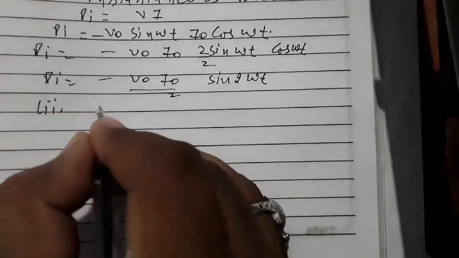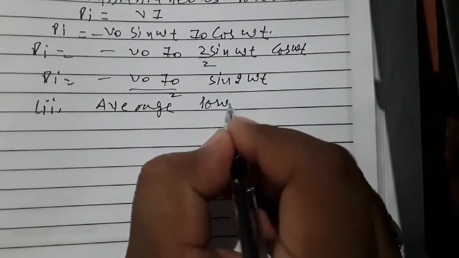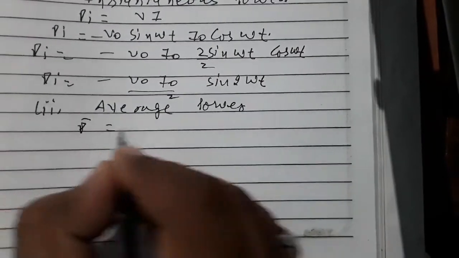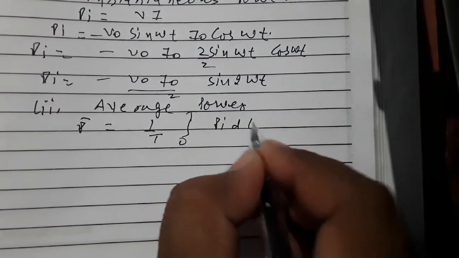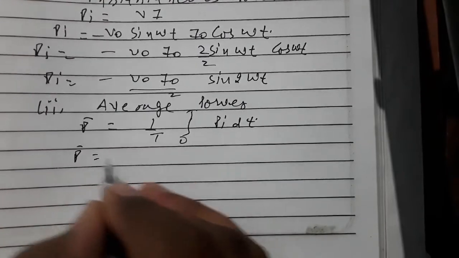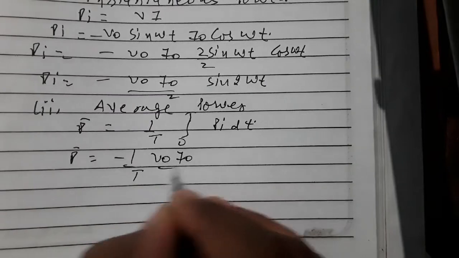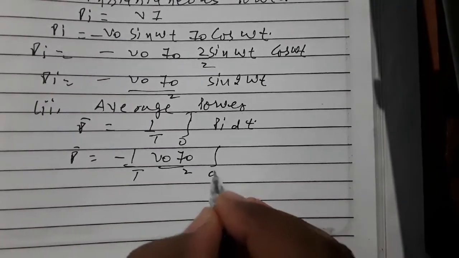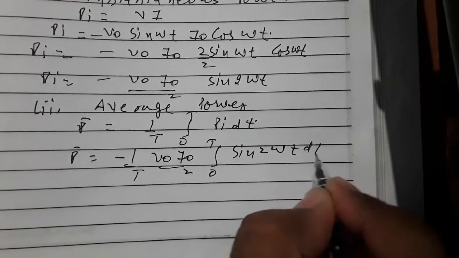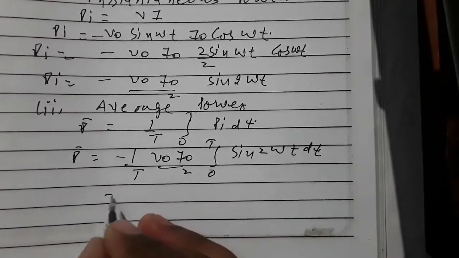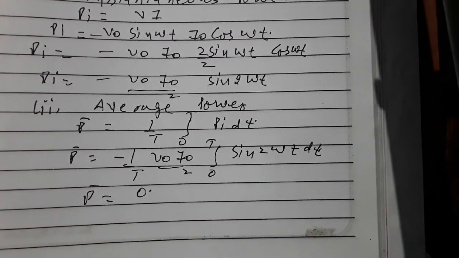Now average power. P average is equal to 1 by T, integral 0 to T, P into dt, which is 1 by T into minus V0 I0 by 2, integral 0 to T, sin 2 omega t into dt. Integration of sin 2 omega t over a cycle is 0. So the average power consumed by the inductor will be 0.